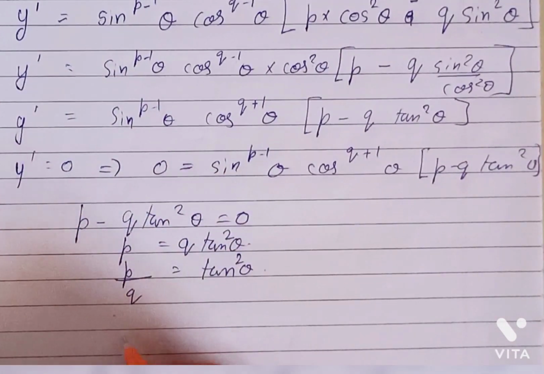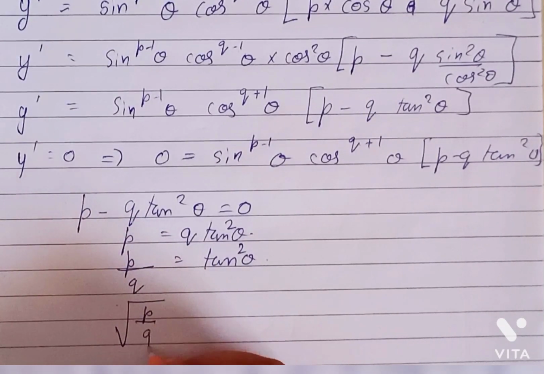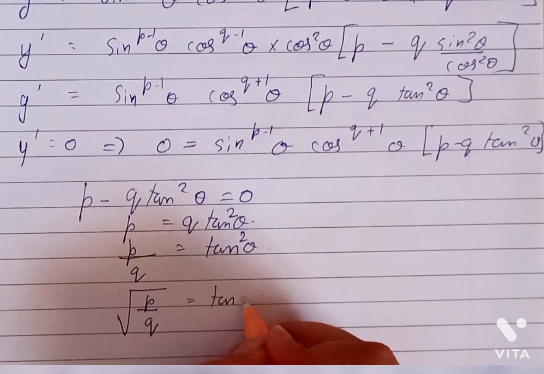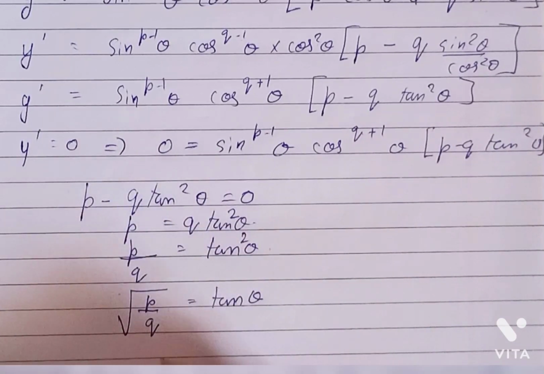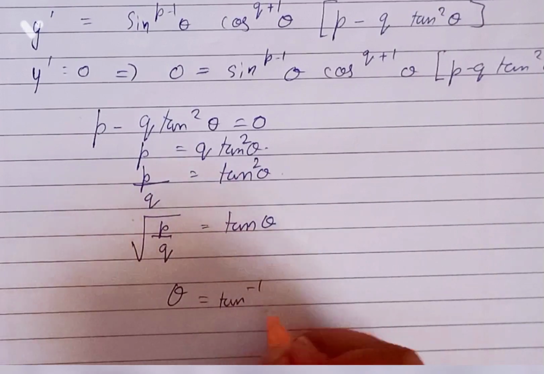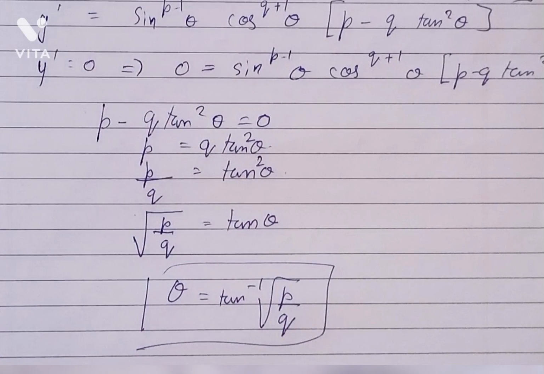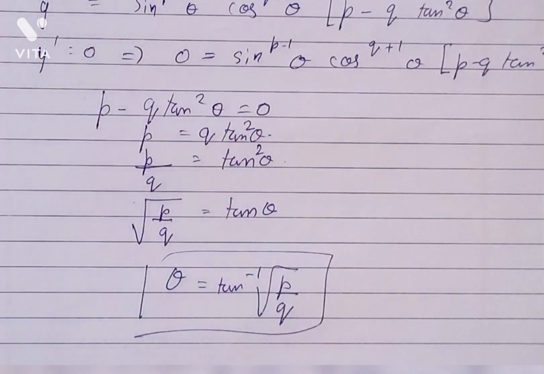Square is also there, right? So now I will take a root over here. Root of p by q is equal to tan theta. Then theta is equal to tan inverse under root p by q. I got this value, right? Now I have to see whether it's a maximum quantity or not. I got this value, but I need to prove now that this is maximum. We have not yet proved that this is maximum.